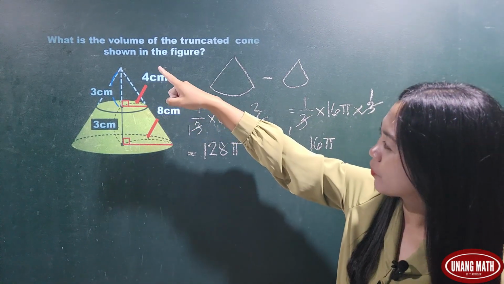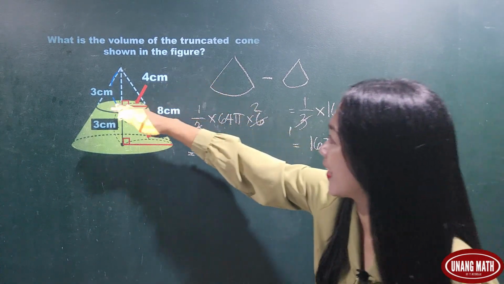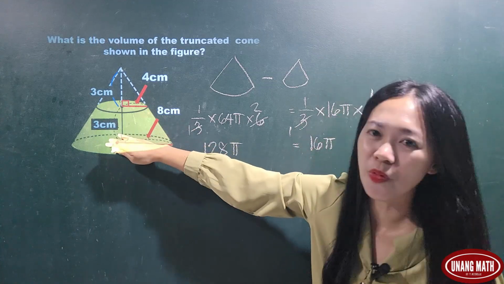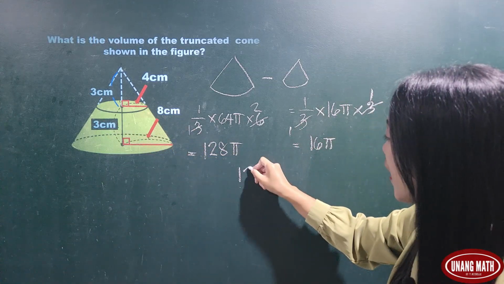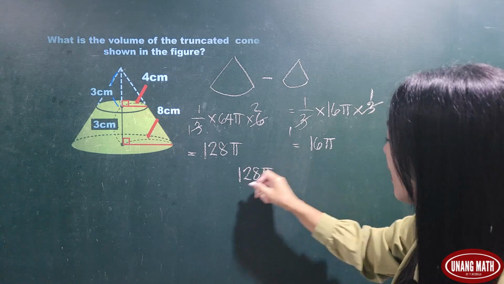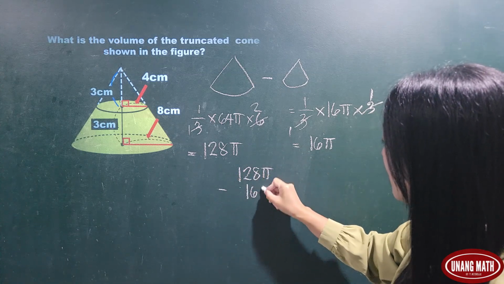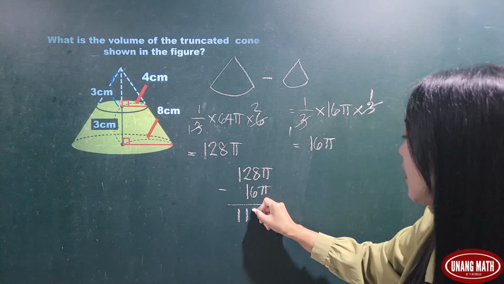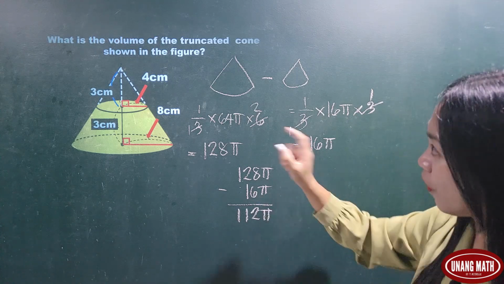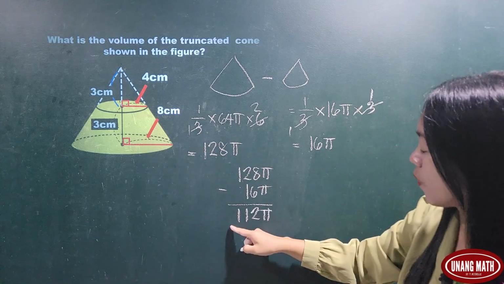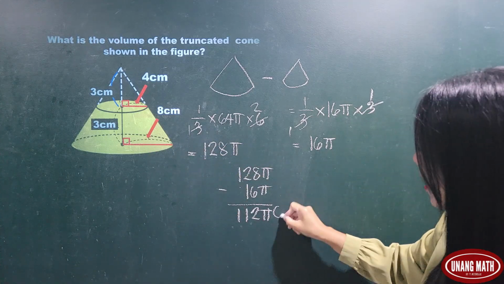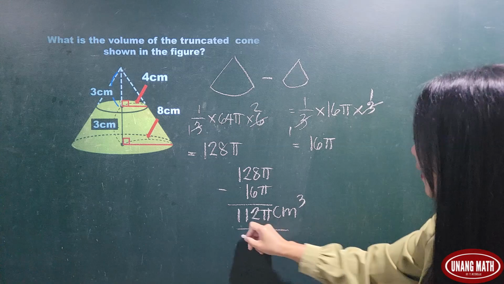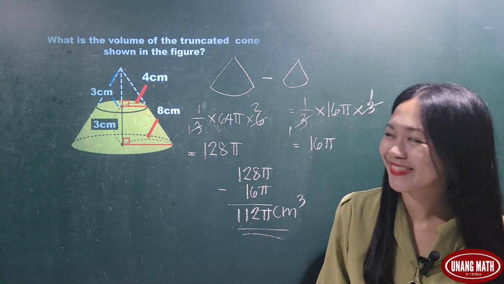And finally, to find the volume of this truncated cone, we have to subtract. So 128 pi minus 16 pi is equal to 112 pi. So the volume of this truncated cone is 112 pi cubic centimeters.